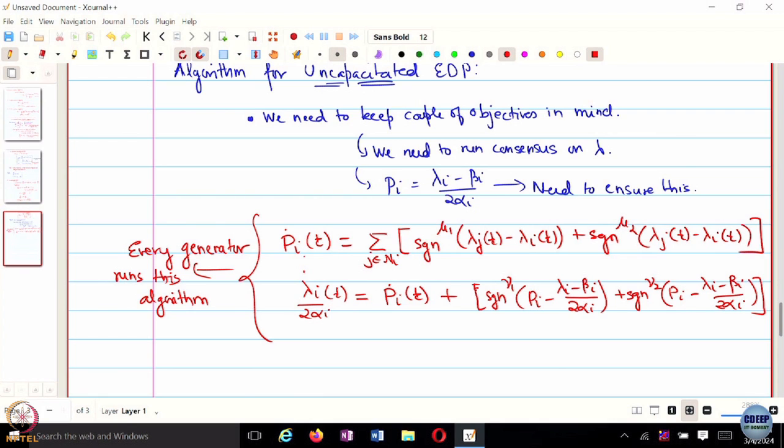So essentially PI dot, it's going to be updating its expected dispatch value. So first of all, because we are going to be running consensus on lambda, we don't know lambda to start with. So everyone has their own copy of lambda, and correspondingly they will have their own copy of the dispatch value PI. So every generator is going to run this algorithm. So they are going to be updating PI dot using this expression over here, which we know is very similar to the consensus algorithm, right?